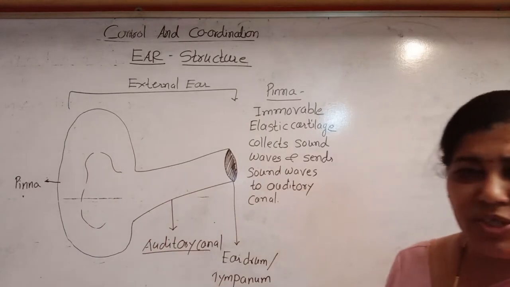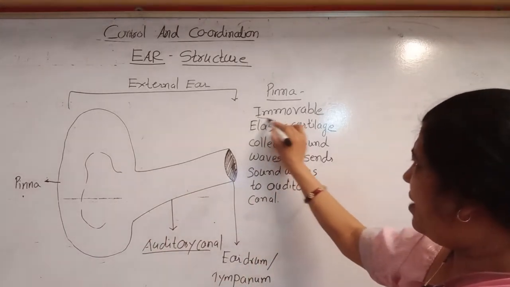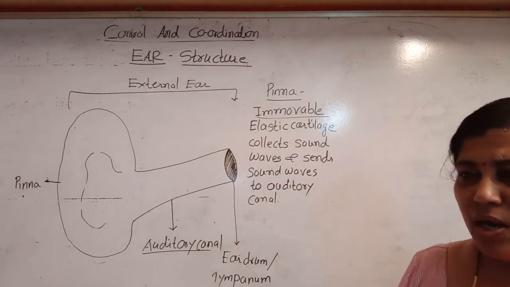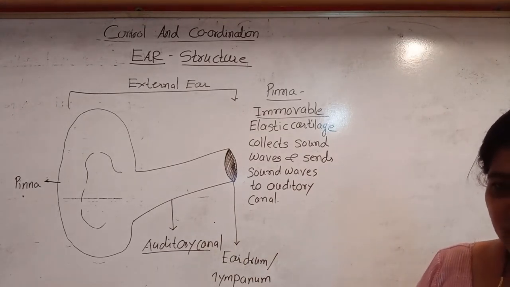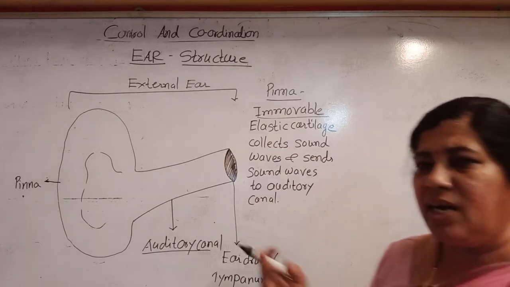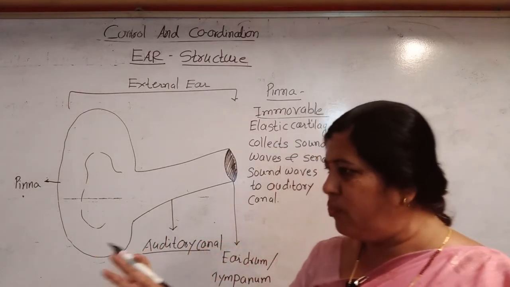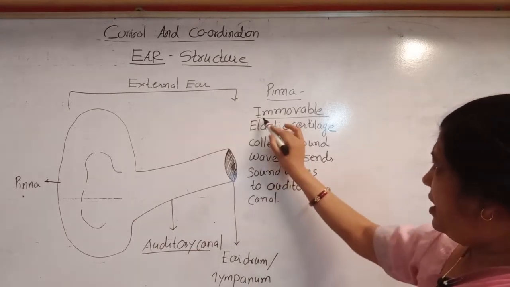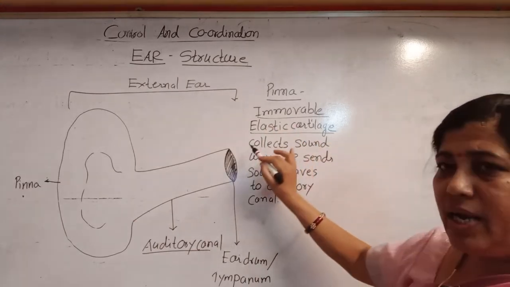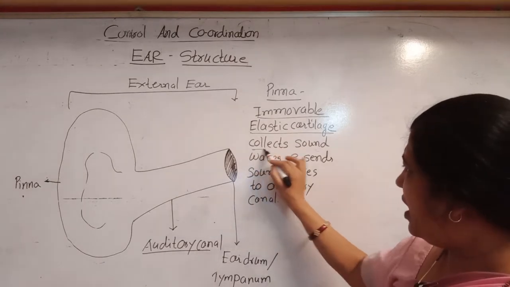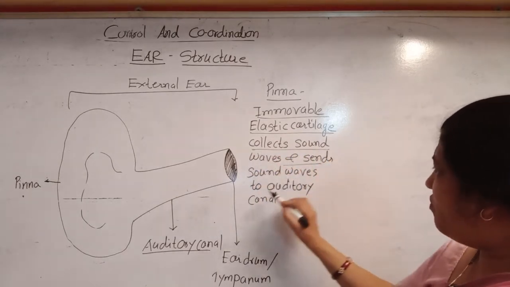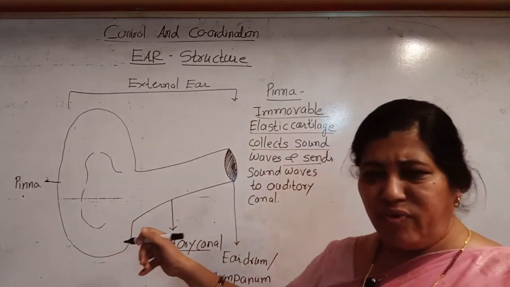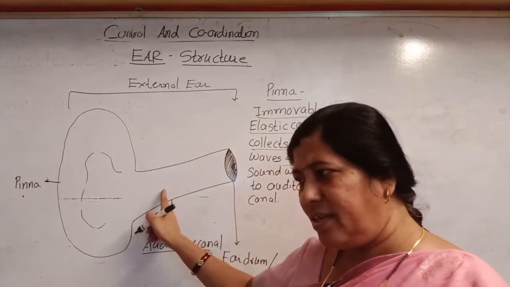The pinna is a part of the external ear, and it is immovable in human beings, but in other mammals, like dog and cattle, it is movable for better reception of sound waves. It is supported by elastic cartilage, and it collects sound waves and sends them to the auditory canal. So what is the function of the pinna? Collect sound waves and send them to the auditory canal.